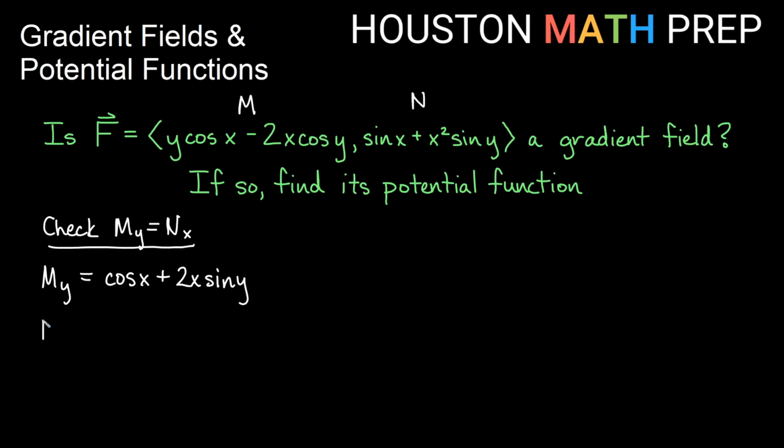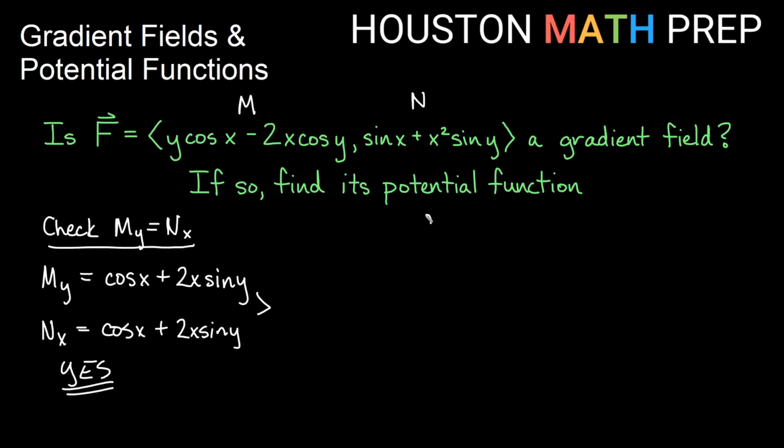And now let's check the partial derivative of n with respect to x. So if I take the derivative of sine x with respect to x, that would give me cosine x. We look good so far, don't we? And then the derivative of this with respect to x, the x squared would become a 2x, and the sine y stays as a constant multiple. So we get 2x sine y here as well. And so since these are equal to one another, then we know that yes, this is a gradient field. If it's a gradient field, we should be able to find its potential functions.